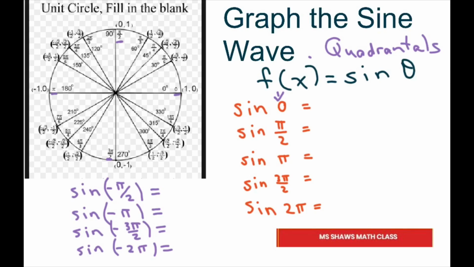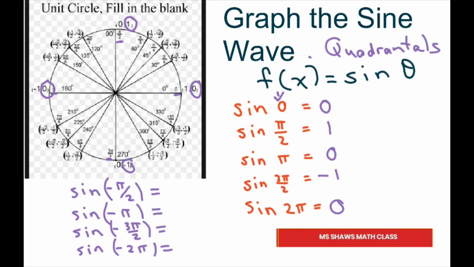So sine of 0, remember sine is your y, is 0. Sine of pi over 2 is 1. Sine of pi is 0. I was doing cosine. Sine of 3 pi over 2 is -1. And sine of 2 pi is 0. So you can see here it's 0, 1, 0, -1, 0.